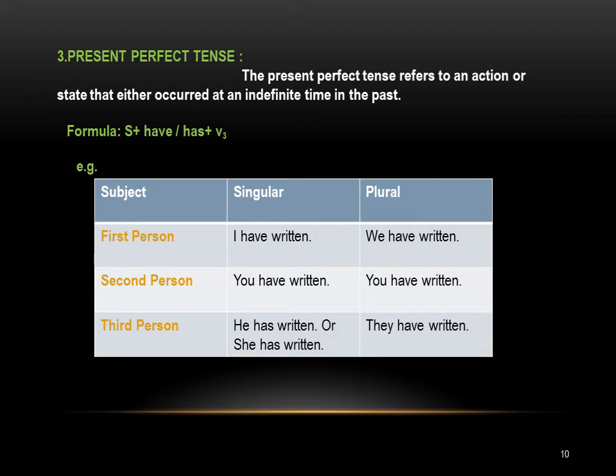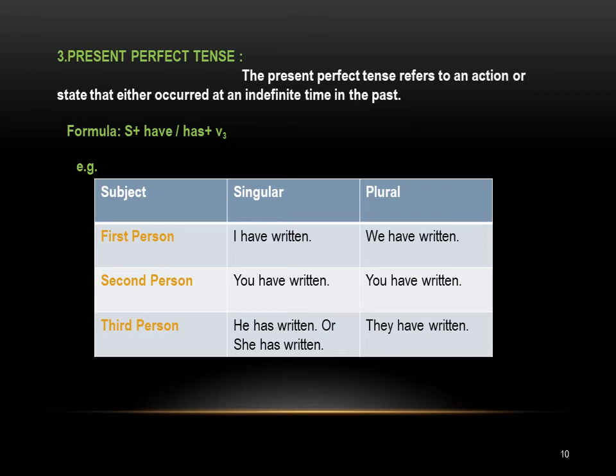First person related sentence: I have written. Here I means subject. As per our formula, I is the subject, have is the helping verb, written is V3, the past participle form of the verb. Next, in the plural column, we have written. We is the first person subject, have is the helping verb, written means V3, the past participle form of the verb.